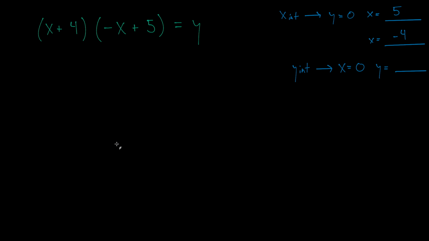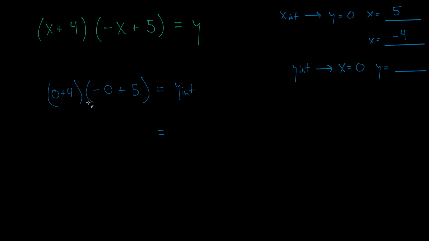Now for the y-intercept, we're trying to do something a little different. We're trying to figure out when x equals 0 and what's the value of y. So if we substitute in 0, what is the output? Well, if we were to work that out, we could do 0 plus 4 times 0 minus 5, which is weird, equals our y-intercept.